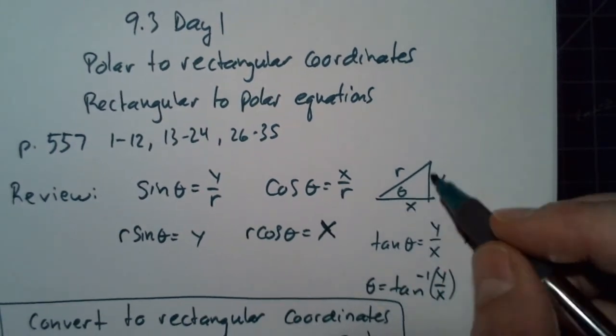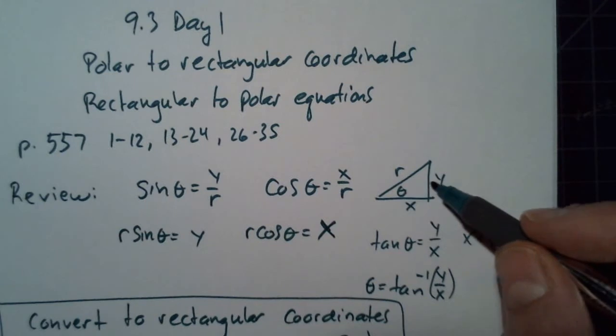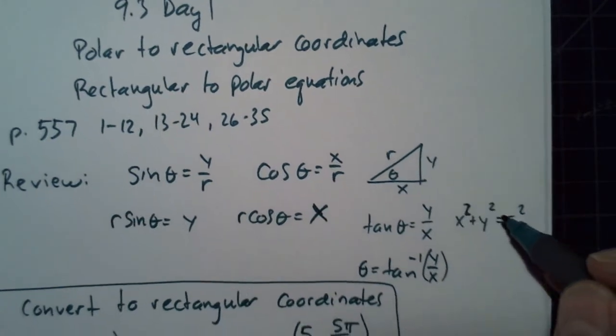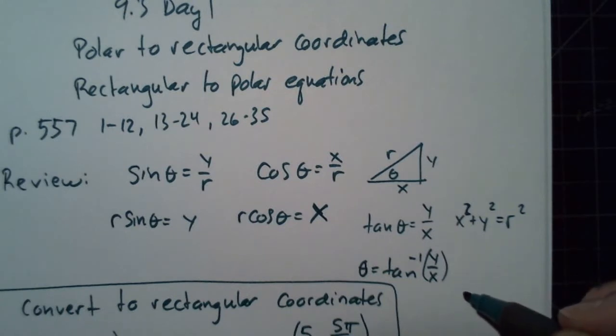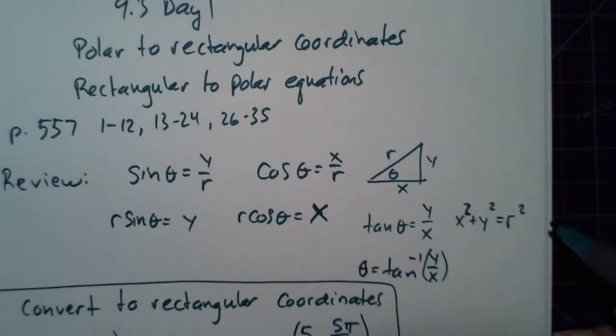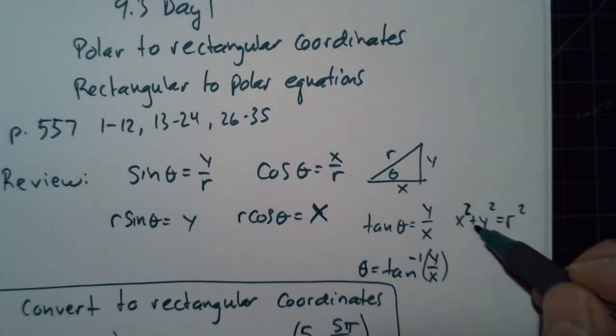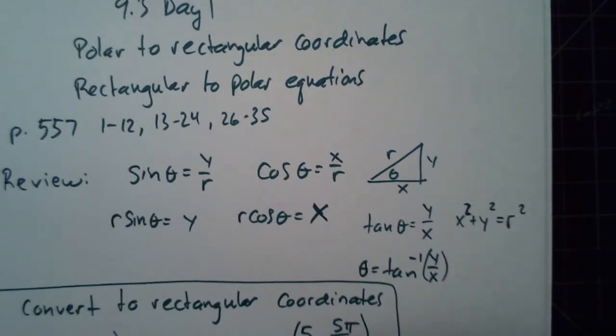And if we had this triangle, tan theta is y over x, well that means that theta is going to be inverse tangent of y over x. And we also have this relation with the Pythagorean theorem, so we can connect radius to an x and a y with the Pythagorean theorem.